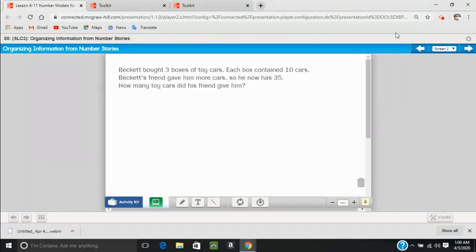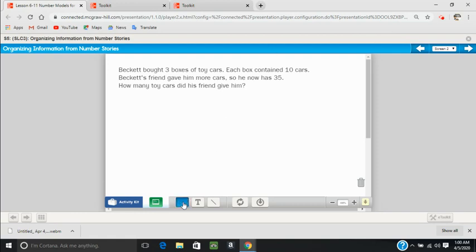Our number story here says Beckett brought 3 boxes of toy cars. Each box contained 10 cars. Beckett's friend gave him more cars, so he now has 35 cars. How many toy cars did his friend give him?